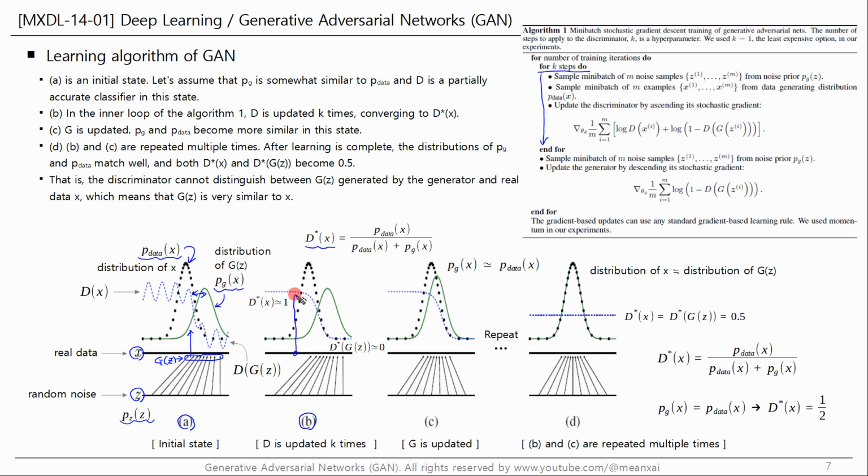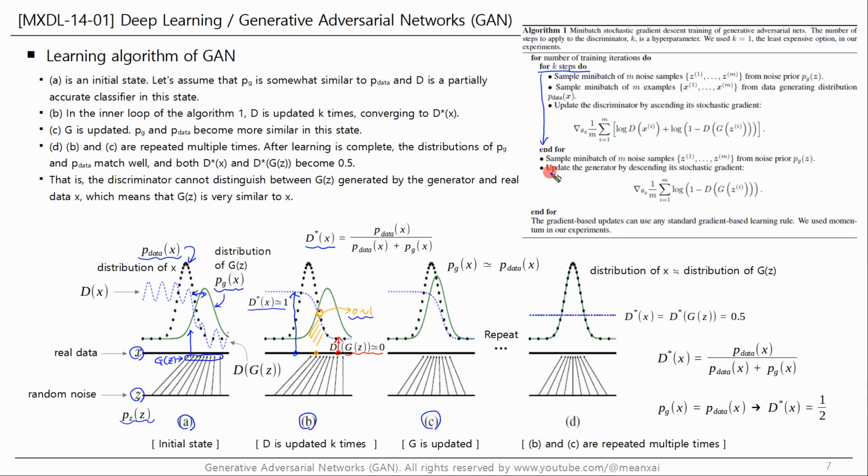When X from P data is input to the discriminator, D star of X becomes 1. And when X from PG is input to the discriminator, D star of X becomes 0. When X from the overlapping part of the two distributions is input to the discriminator, D star of X will have a value between 0 and 1. In this case, the discriminator cannot accurately distinguish whether X is real or fake.